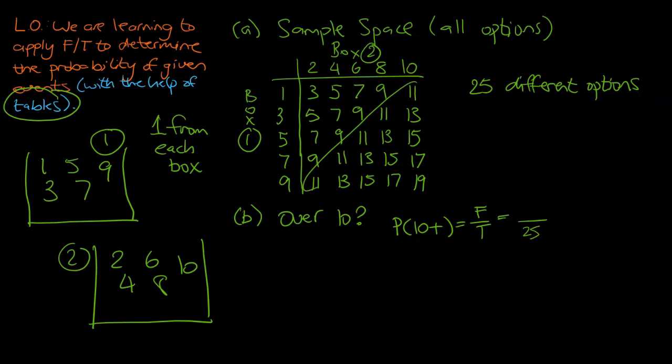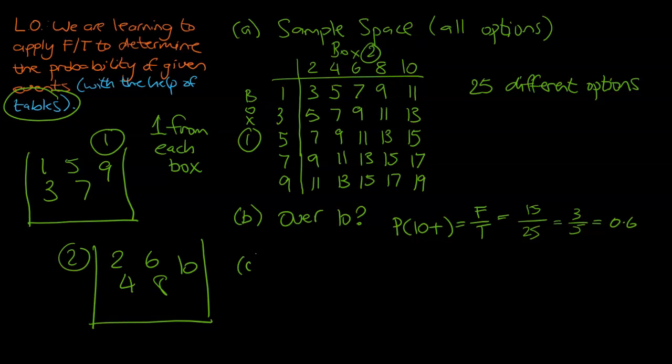So we've got 5 11s, 4 13s, that makes 9, 3 15s, that makes 12, 2 17s gets us to 14, and then 1 19, which gets us to 15. There are 15 out of the 25 combinations that are above 10. We can simplify that fraction to 3 over 5, or we could convert that to a decimal, which I encourage you to do: 0.6.